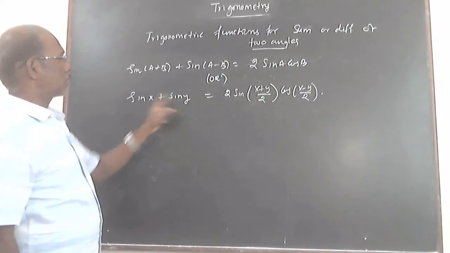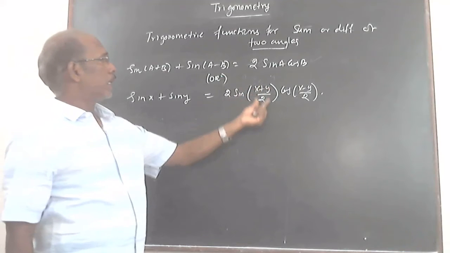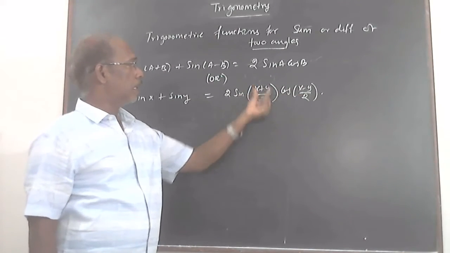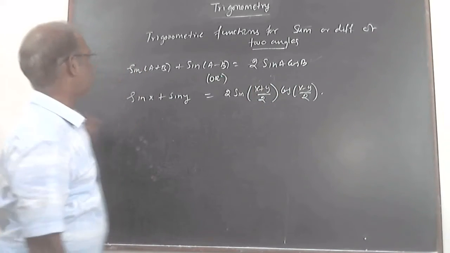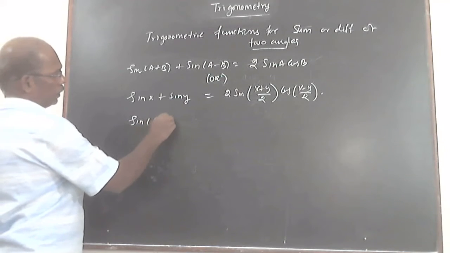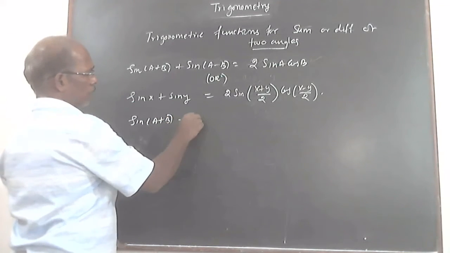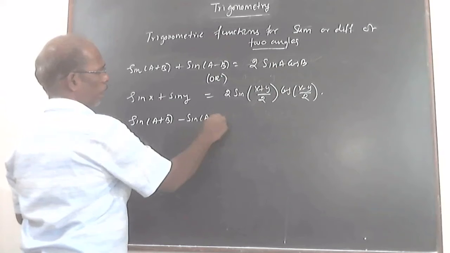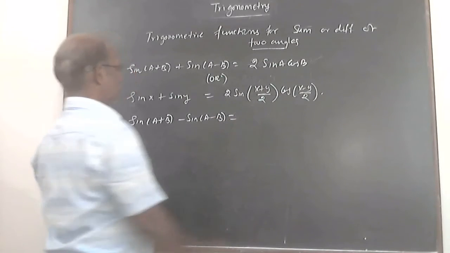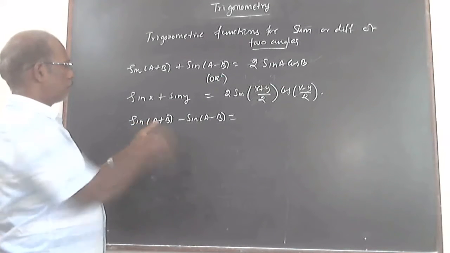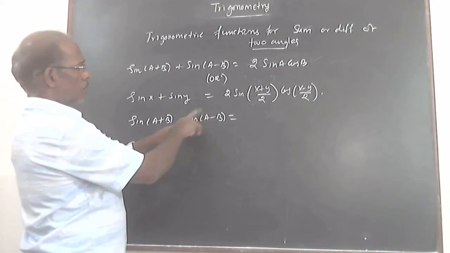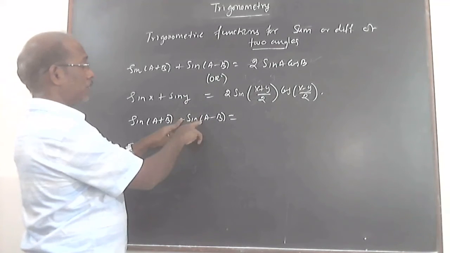In terms of x and y, that is sine of the arithmetic mean, cos of the subtractive mean. And sine of a plus b minus sine of a minus b: the expansion is sine a cos b plus cos a sine b, minus sine a cos b minus cos a sine b.